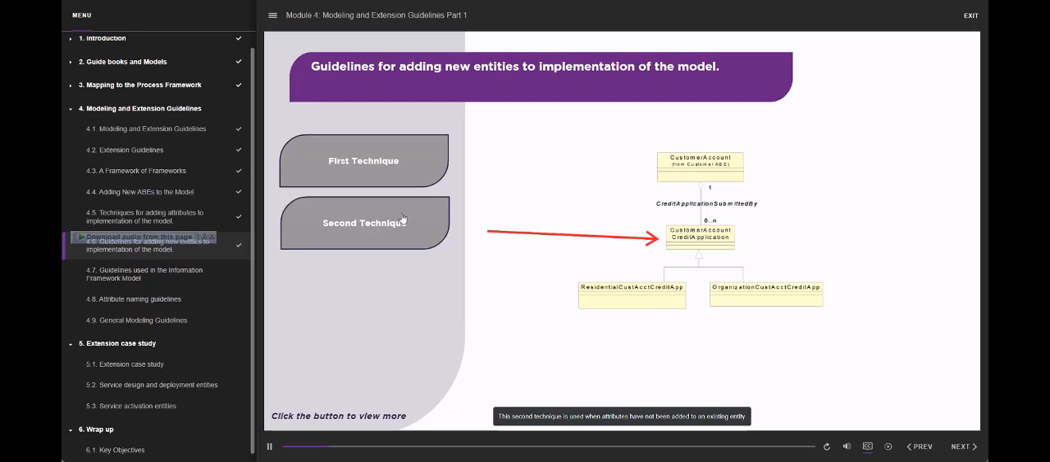This second technique is used when attributes have not been added to an existing entity. Here, the added entity can be directly associated to the existing information framework model entity. One thing that must be kept in mind is that the association should be kept in a folder that holds extensions to the framework. If not, and a new version of the customer ABE is imported, changes may be lost unless your UML tool provides some form of model merge functionality.